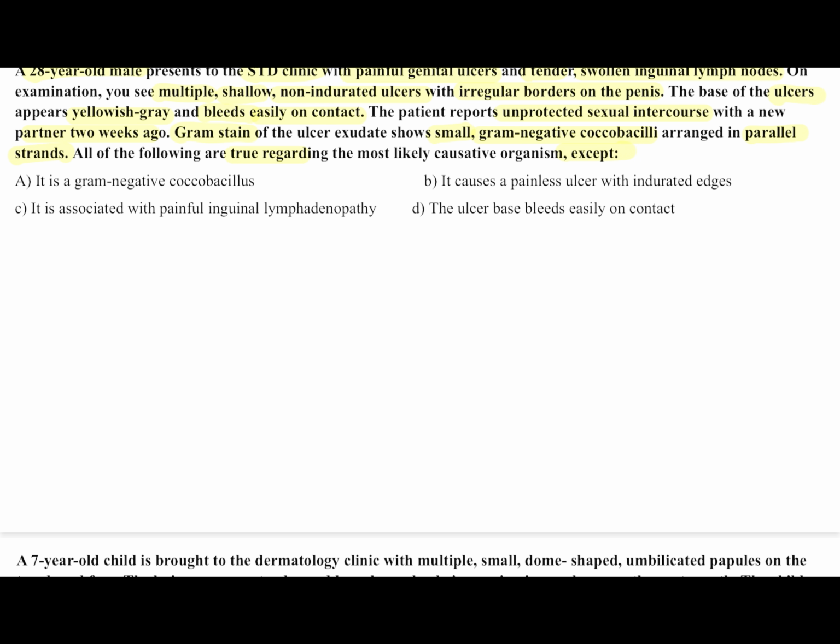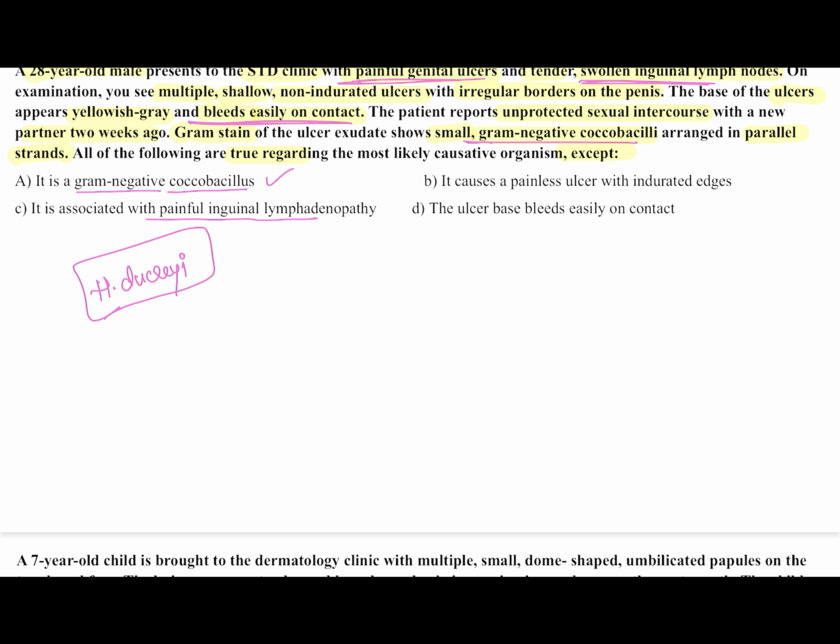Except. Okay, so I think by reading all this you need to know that this is Haemophilus ducreyi. So these STD ulcers are caused by Haemophilus ducreyi. Even if you don't know, still you can get to the answer. So what did it say? Painful genital ulcer, it has inguinal lymph nodes, then they bleed easily, and then they are small gram negative cocobacilli. So the first option is saying gram negative cocobacilli, since it is mentioned in the question, this will be correct.